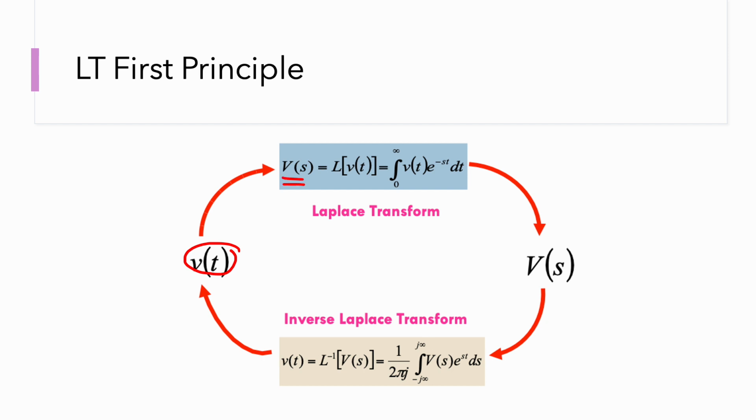So now instead of the small letter v, because it is in the time domain, it will change into the capital letter V, because now it is in the S domain. Same as what we have learned in chapter 3, in our Fourier transform, instead of V omega, in our Laplace transform it will become V(s). So V(s) is equal to the Laplace of v(t).